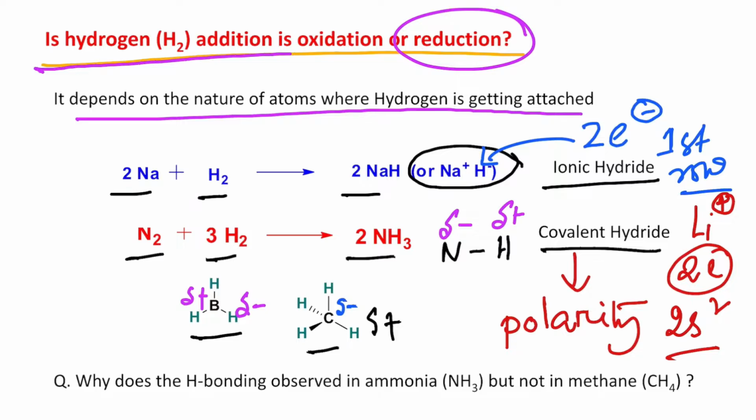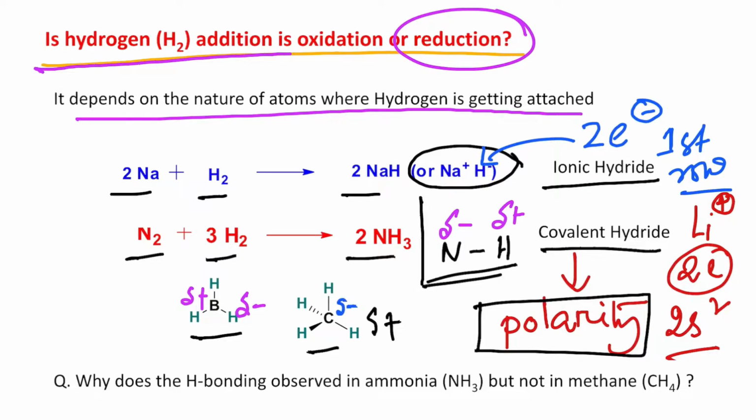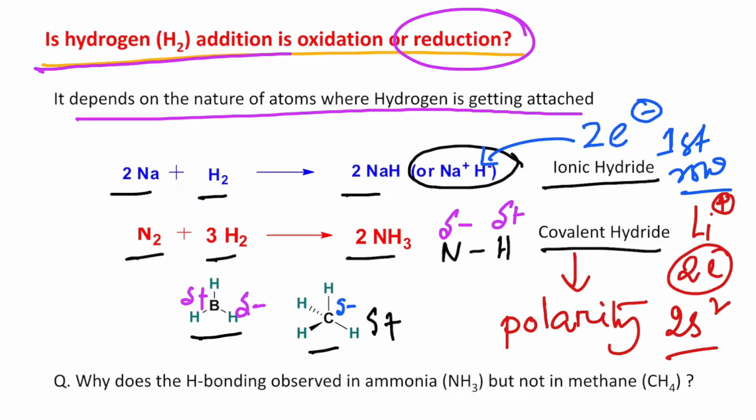See, in this ammonia, the polarity is significantly higher. Why? Because the electronegativity difference is the reason for the generation of polarity. So more electronegativity difference, more polar bond. Less electronegativity difference, less polar bond. So this N-H bond is more polar, whereas the C-H bond is much less polar.